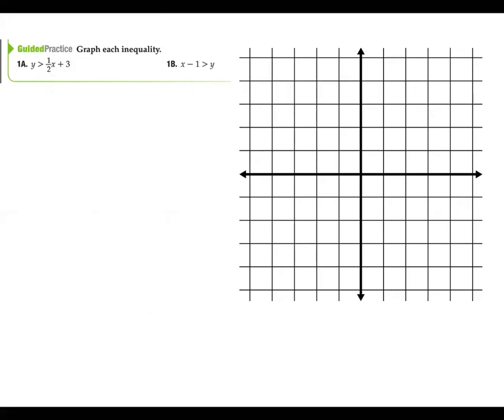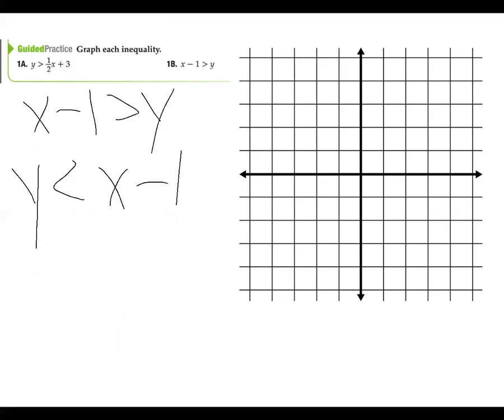Okay? So 1b is x minus 1 is greater than y. I'm just going to write that the other way. So y is less than x minus 1 to make it easier. Now, I'm going to graph the line y equals x minus 1. So go down 1, graph your y-intercept, and then the slope is understood to be a 1 in front of there, so it's up 1 over 1. And you just keep plotting points. Now, since it's strictly greater than, you have to do a dashed line like this.